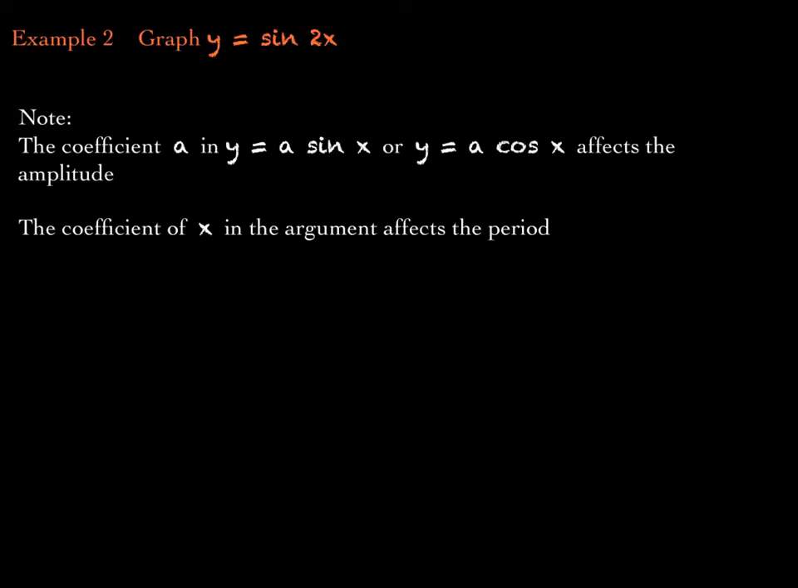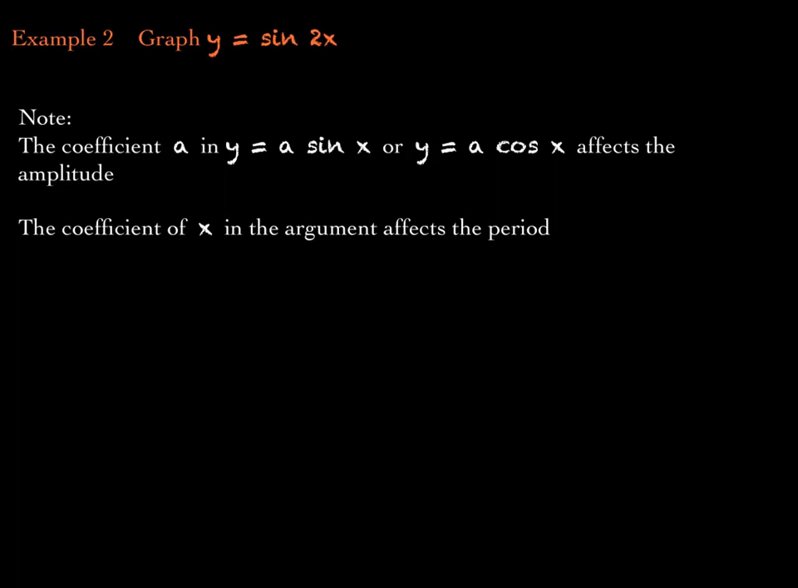Look at this next example. Graph y equals sine of 2x. Now notice the 2 is actually part of the argument. 2 is part of the argument of the function. The 2 is not out front as a coefficient of the function as before. The 2 is inside the argument.